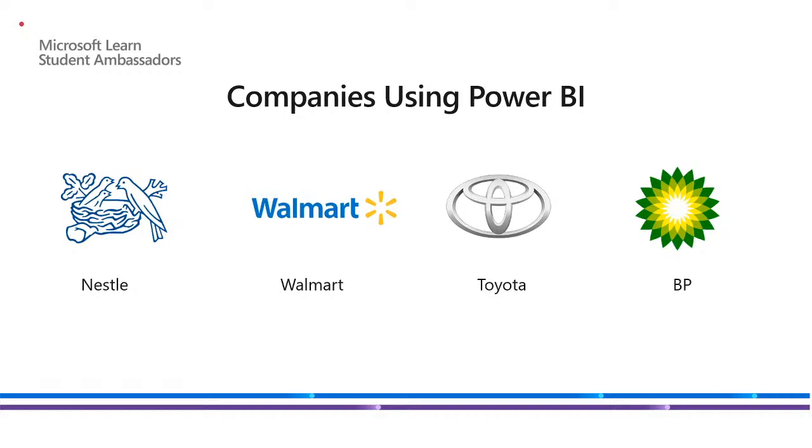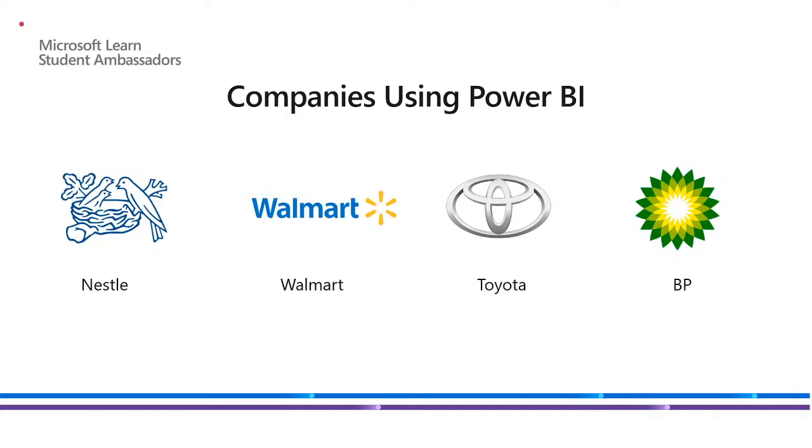So, big companies using Power BI include Nestle. Nestle is a Swiss multinational food and processing conglomerate. They are one of the largest food companies in the world, and their products include Nescafe, KitKat, and Maggi, which is a household name here in Nepal. And I'm sure that most of you have heard of or even consumed their products recently.